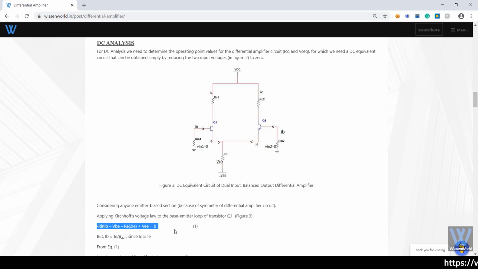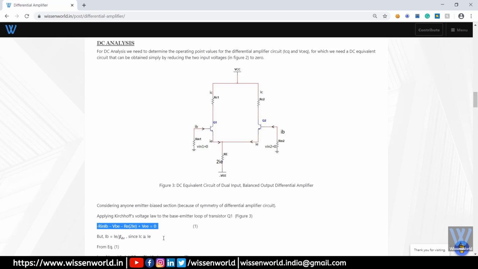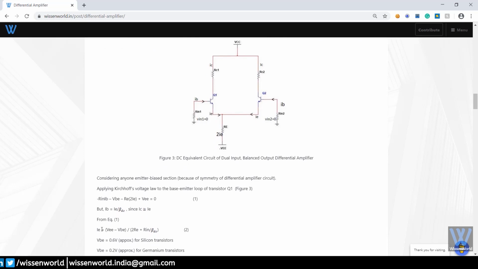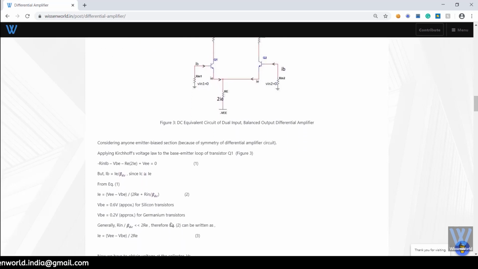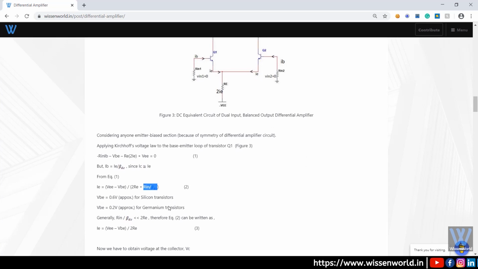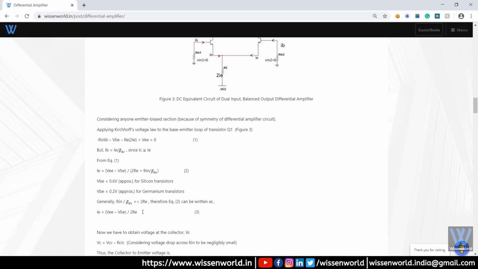Now we know that the base current is equal to emitter current divided by beta. Here beta is the current gain, and we also know that base current is very small, so collector current is equivalent to the emitter current. Now from these equations we can find the value of emitter current, and we know that the value of beta is large, so this ratio Rin by beta will be negligibly small, so we can reduce this equation of emitter current. So we have obtained the value of emitter current.